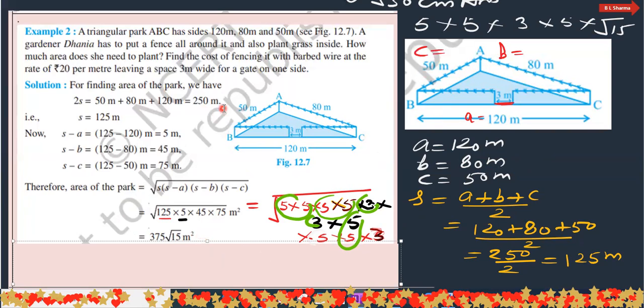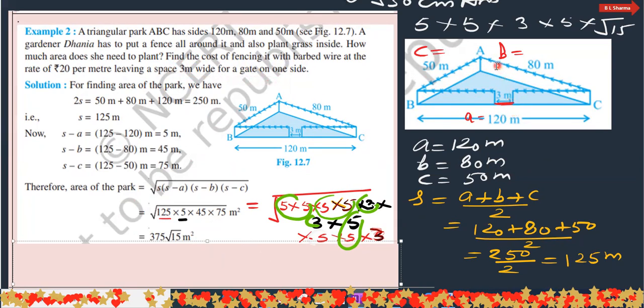But in this question there are two parts. And now the second part is find the cost of fencing it with barbed wire at the rate of ₹20 per meter, leaving a space 3 meter wide. Now we have to find out its perimeter, but we have to reduce this 3 meter because here is the gate. There is a 3 meter wide gate on one side.